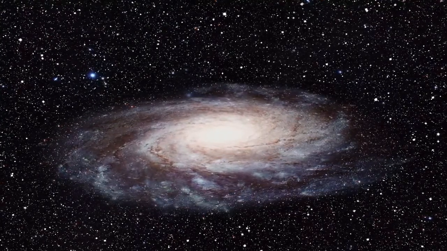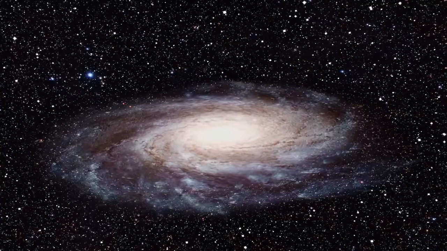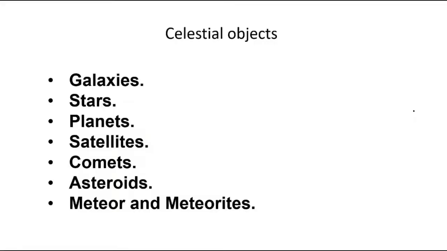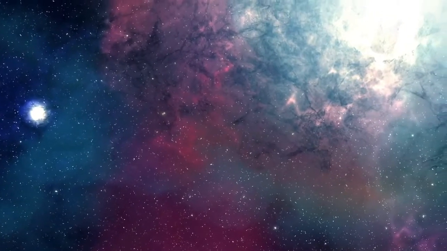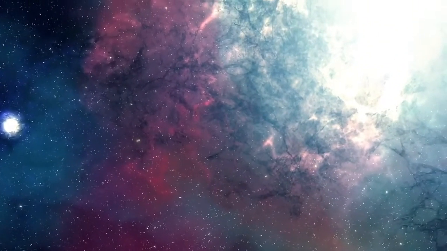They are galaxies, there are stars, there are planets, there are satellites, there are comets, there are asteroids, meteors and meteorites, and there are many other objects. All together are called celestial objects. Now you have studied a bit of all these in your previous classes. However, galaxies are a huge group of stars, right? There are billions of stars in one galaxy.